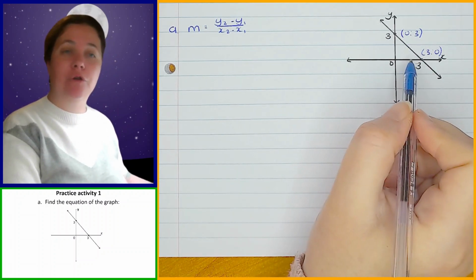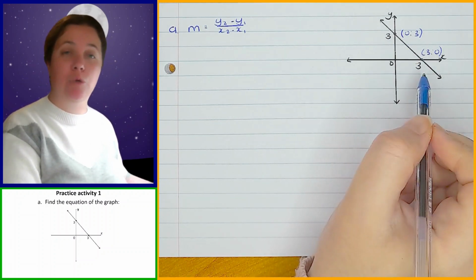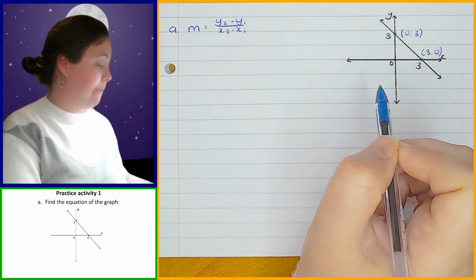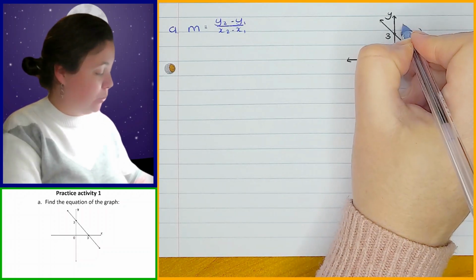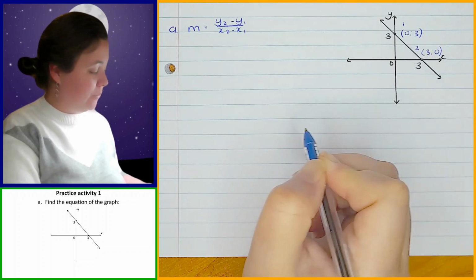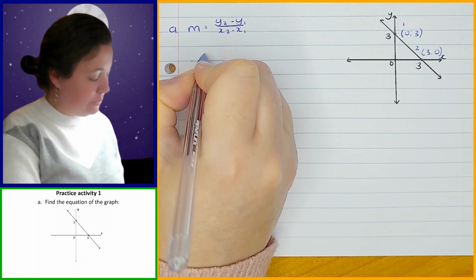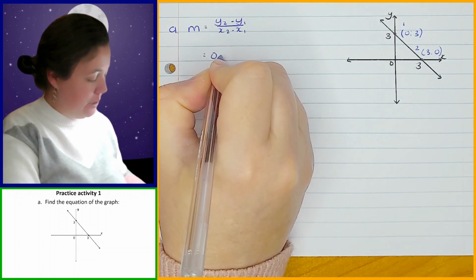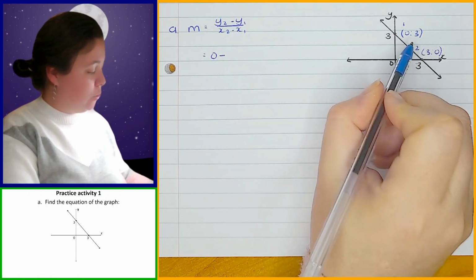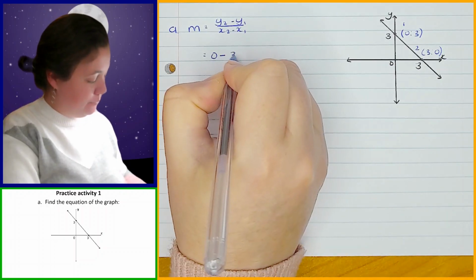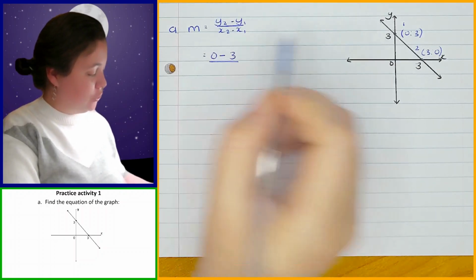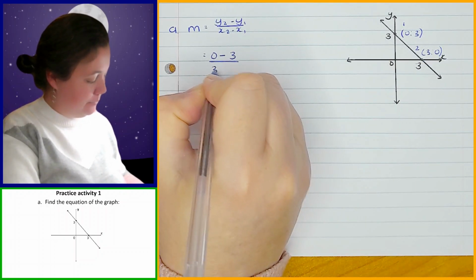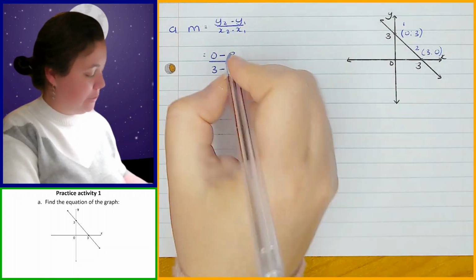Now, neither of those has any negative value, so it doesn't matter which one I make point 1 and which one I make point 2. So I'm just going to make this one point 1 and this one point 2. Okay, so when I fill it into my formula, y2 is going to be 0 minus y1, which is 3, over x2 is 3 minus x1, which is 0.